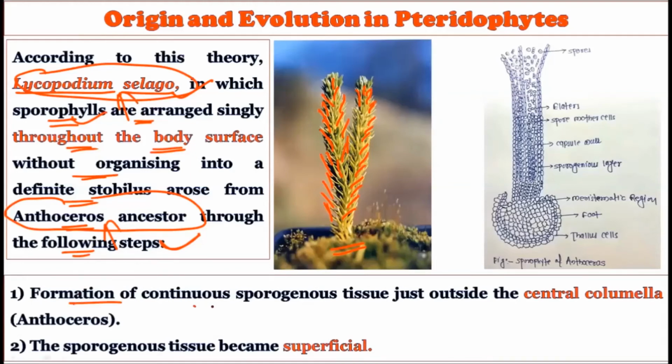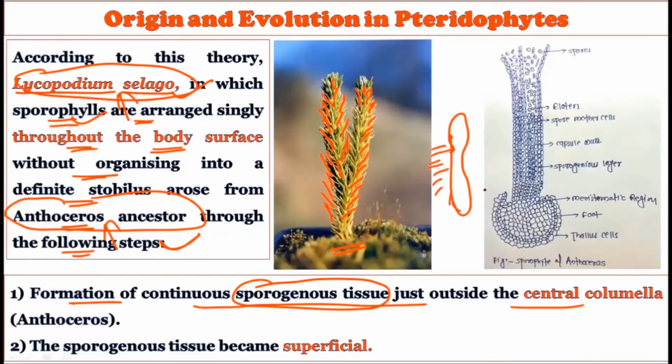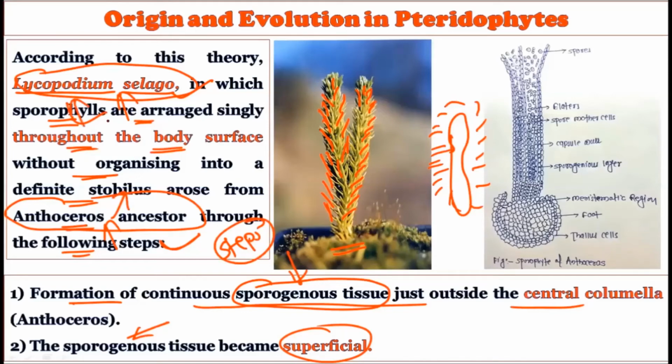Now consider, there is a formation of continuous sporogenous tissue just outside the central columella in the Anthoceros. Anatomically there is a presence of the central columella in the Anthoceros, and just outside of this central columella there is the continuous formation of sporogenous tissue. Now this sporogenous tissue becomes superficial. What are these points showing? These points are showing the steps in which the Anthoceros got converted into the Lycopodium like plant.